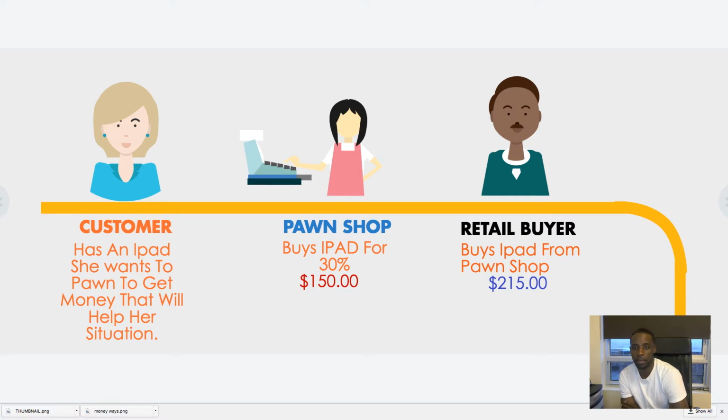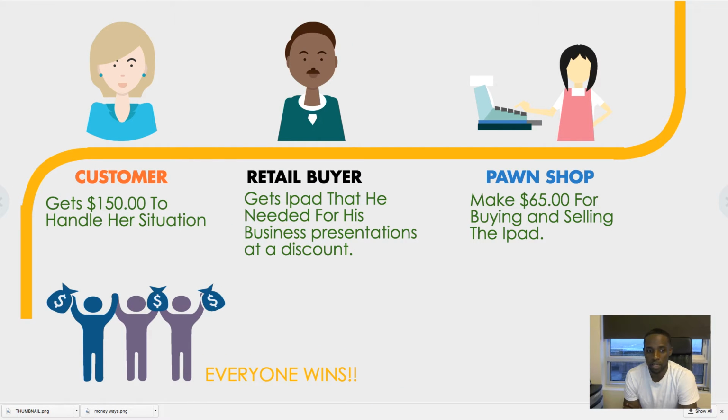Retail buyer. Now the pawn shop buys it from the customer. The pawn shop then cleans that iPad up, gets it ready, clears it out, and then puts it on its own shelves and marks it back up and sells it for $215. Now they're marketing that iPad for $215 on their own shelves, and a retail buyer comes in and buys that iPad from the pawn shop for $215. Now the pawn shop makes $65 for buying and selling that iPad.